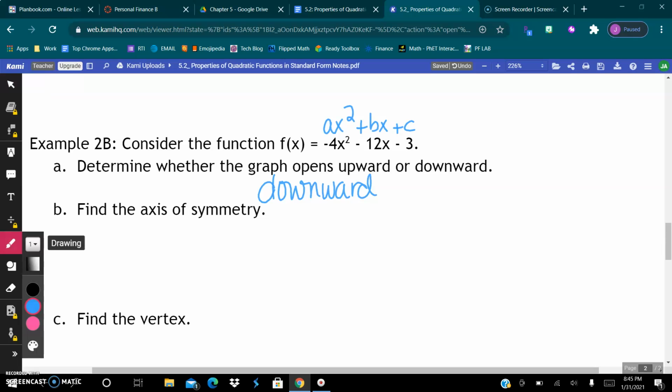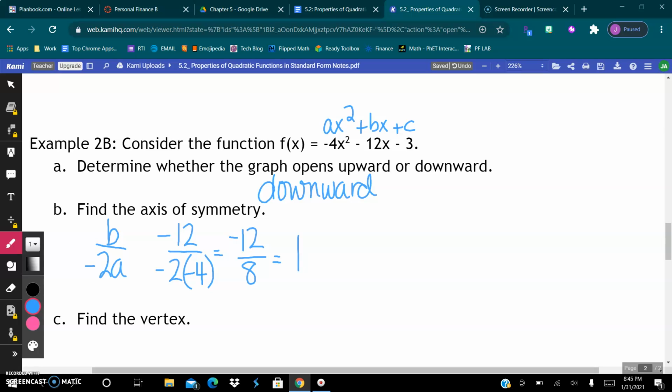The axis of symmetry, we're going to have to do negative b over 2a. B in this case is negative 12, and a is negative 4. So simplify that. Negative 2 times negative 4 would be 8. Negative 12 over 8, that is going to be 1 and 4/8, and it would be negative. So negative 1 and 1/2.